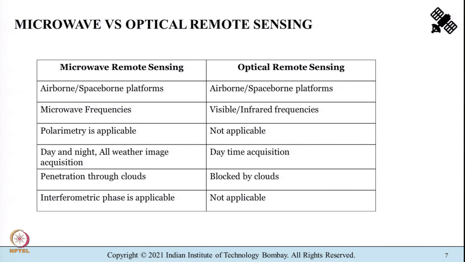Now, let us try to understand what is special in microwave remote sensing when we are comparing it with optical remote sensing. In optical remote sensing, the visible and infrared regions of the electromagnetic spectrum are used for sensing, whereas in microwave remote sensing, the microwave region is used. We have already seen that microwaves can penetrate through clouds, and it offers day and night all weather sensing, whereas visible or infrared regions get blocked by the clouds, and hence all weather sensing is not possible. Another difference is that polarimetry and interferometric phase are very much applicable to microwave remote sensing, whereas the same is not applicable to optical remote sensing. Moving on.